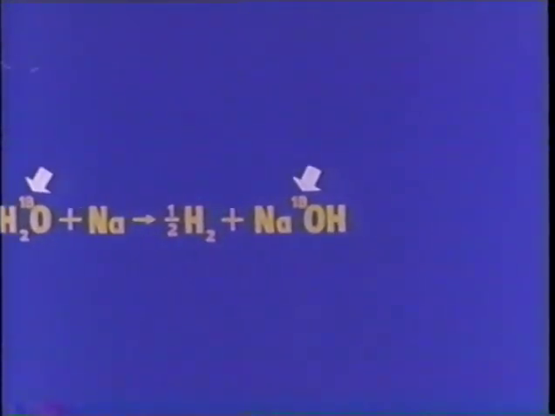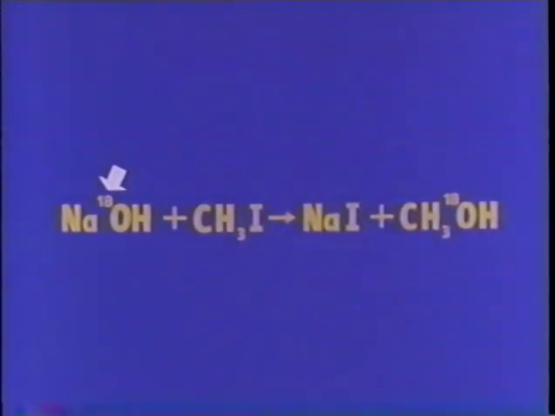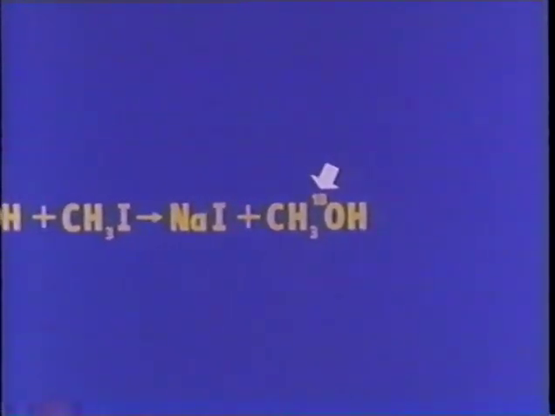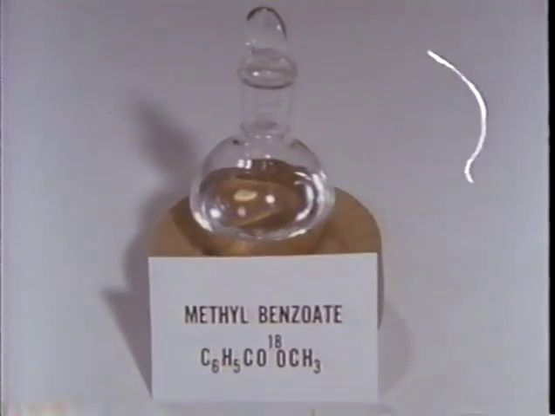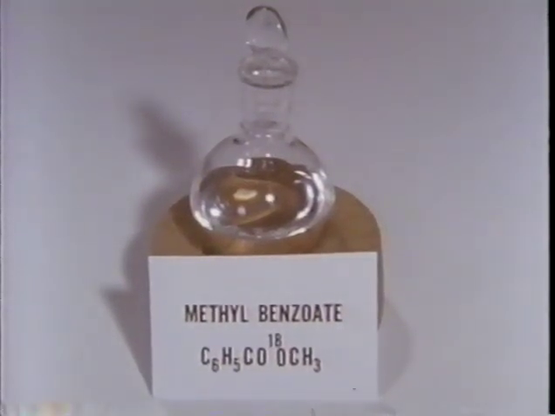The labeled sodium hydroxide is then added to methyl iodide. This forms sodium iodide and labeled methanol. Finally, the labeled methanol reacts with benzoyl chloride to form hydrochloric acid and labeled methylbenzoate. This synthesis gives us a sample of methylbenzoate labeled in the bridge position.